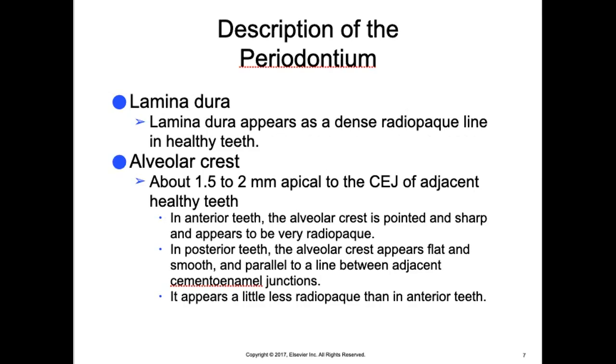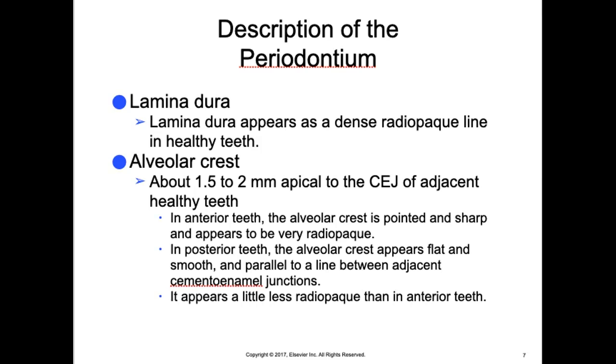The alveolar crest is about 1.5 to 2 millimeters apical to the CEJ of adjacent healthy teeth. In anterior teeth, the alveolar crest is pointed and sharp and appears to be very radiopaque. In posterior teeth, the alveolar crest appears flat and smooth, and it's parallel to a line between the adjacent cemento-enamel junctions, or the CEJ. It appears a little less radiopaque than in anterior teeth.